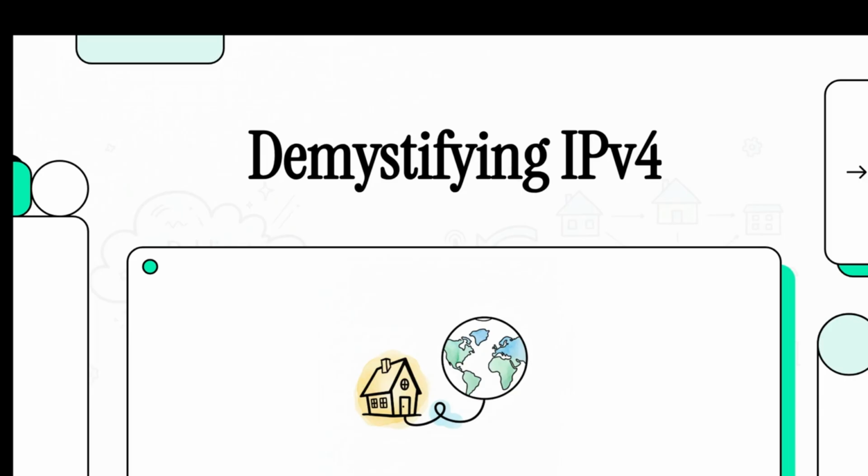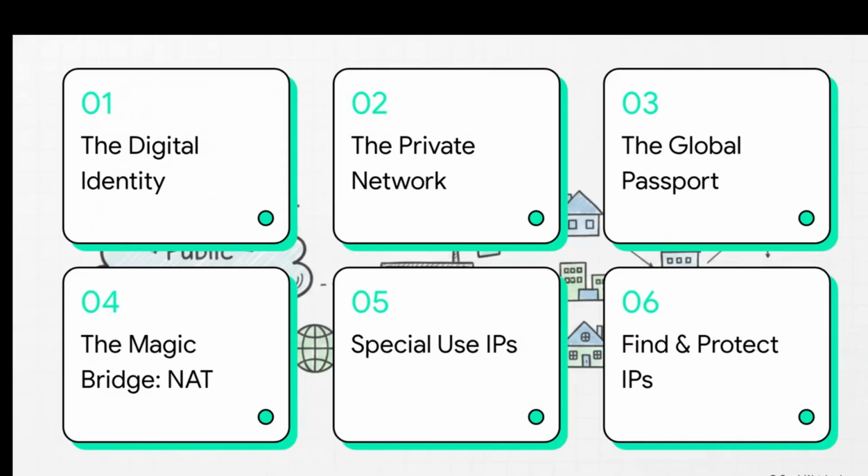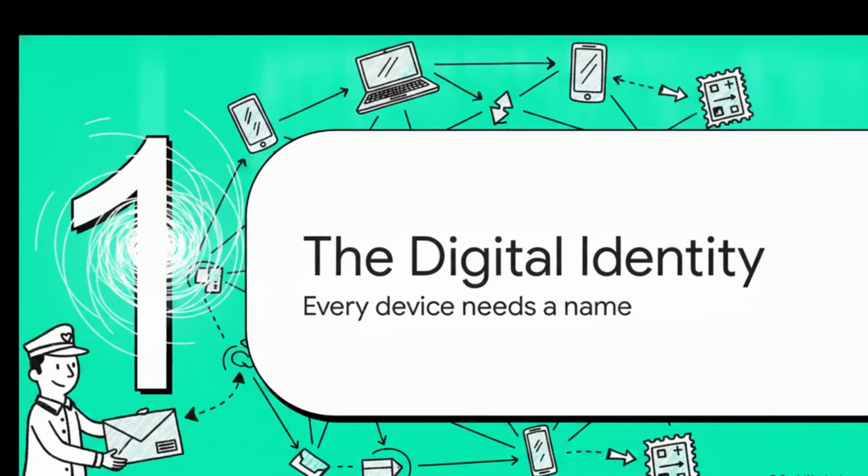It's a foundational networking concept, and by the end of this, you'll definitely see your home setup in a totally new light. Okay, let's take a quick look at our roadmap. We'll hit the digital identity first, look at the private network, and then the globe and passport. After that, we've got the magic bridge, which is NAT, some special use IP addresses, and finally, finding and protecting your IPs.